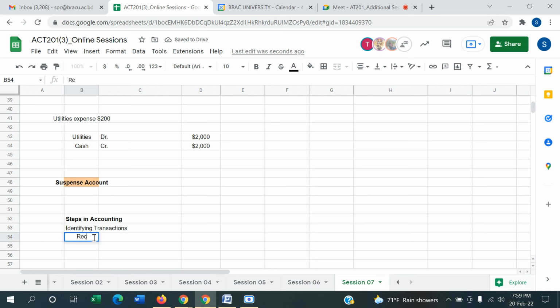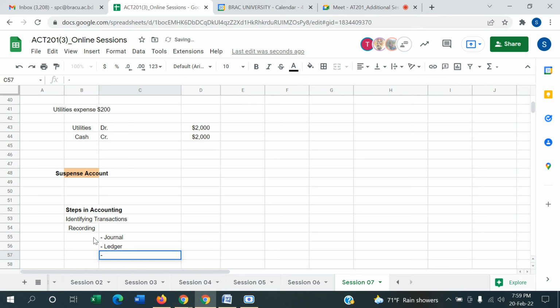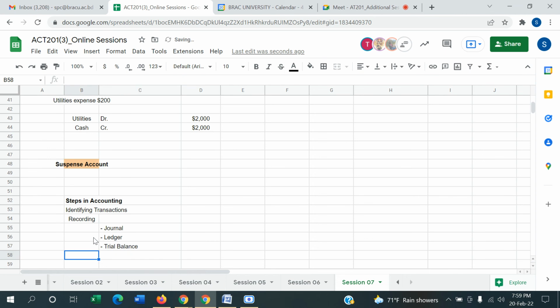Identifying the transaction. Recording. In the recording, we have completed three steps. What are these? Journal first, then ledger, then trial balance. Next step is preparation of financial statement.